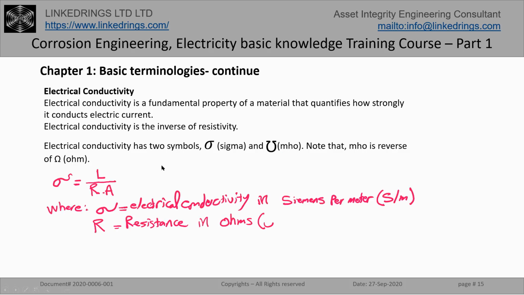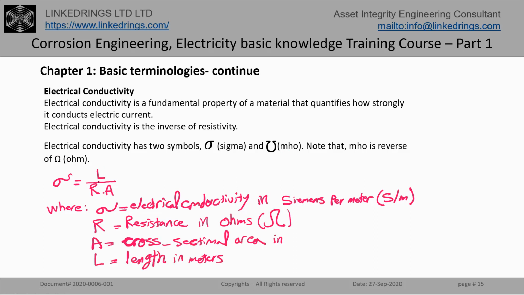Sigma also, its value will be the reverse of the resistivity. So it is the length divided by the resistance times the cross-sectional area. Sigma, electrical conductivity, is in Siemens per meter. R is the resistance in ohm, A is the cross-sectional area in square meters, and L is the length in meters.